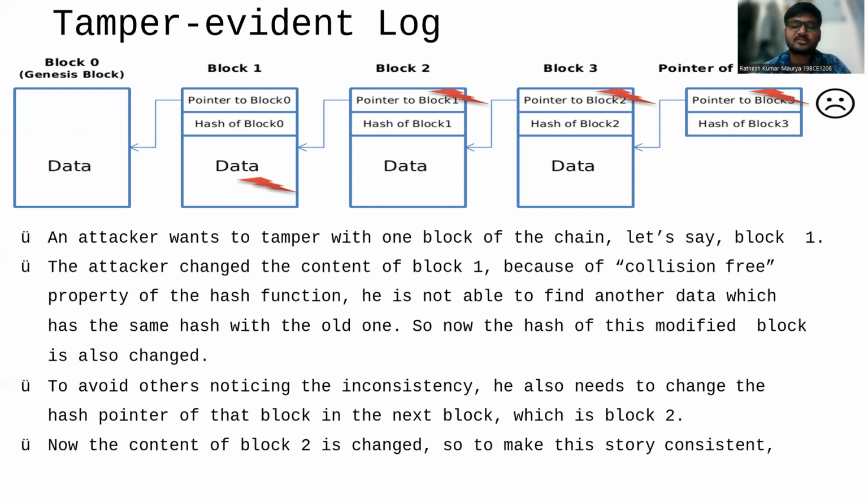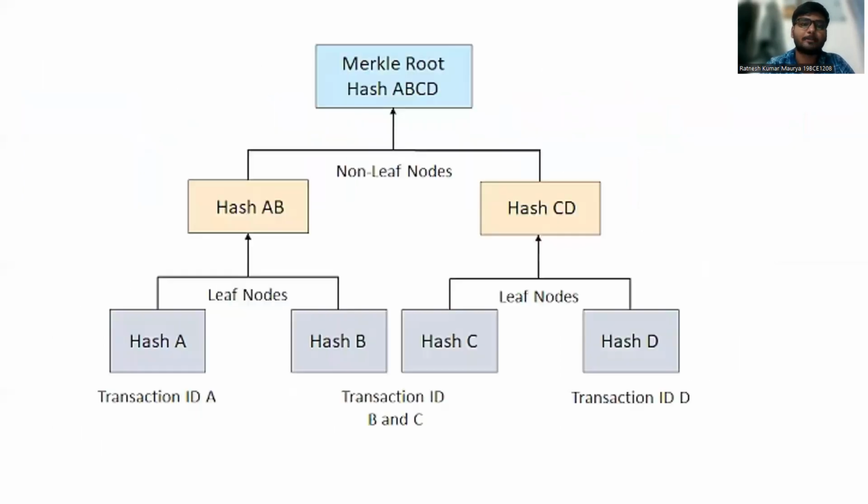So to make the story consistent, he also tries to change another. Similarly, this way, he will try to change the rest. But at the end, we have the root of the Merkle tree where he can't alter the head pointer. This way we can verify whether tampering has happened or not.